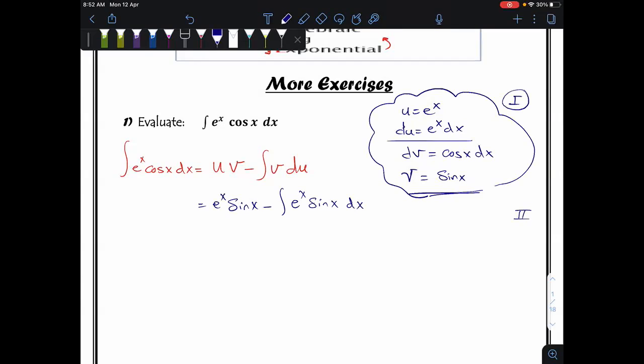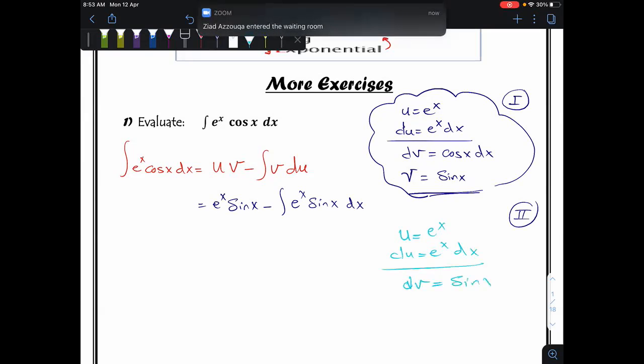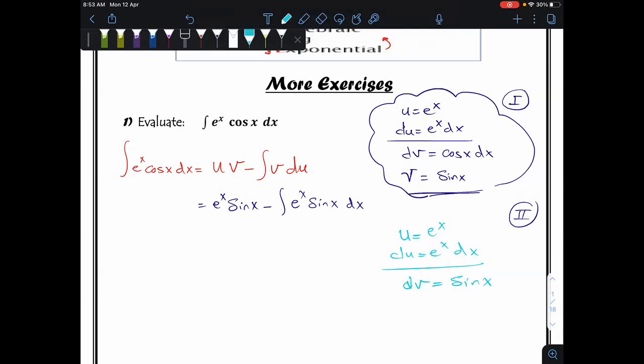The second time, let's do it in another color. You will let u be e to the power of x again, and the du is e to the power of x dx. And the dv is equal to sine x dx. Then v equals negative cosine x after taking the integral for both sides. Okay, substitute in that question, for this part only. Now we go back and substitute by parts again.